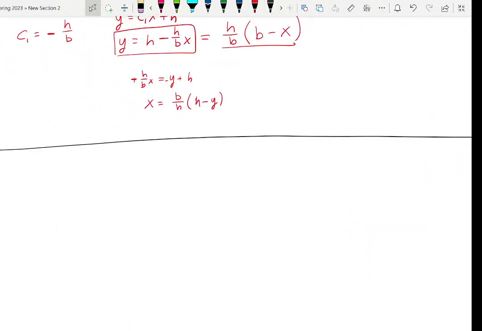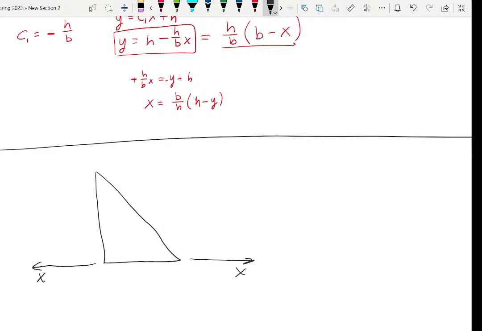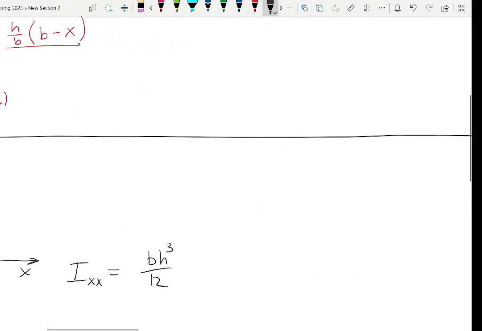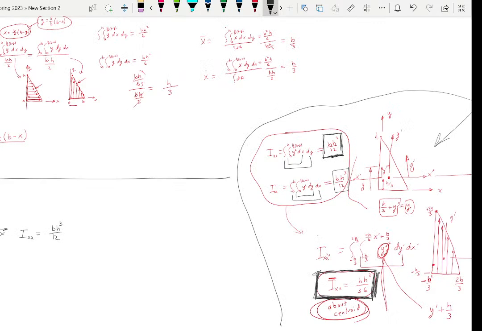So if we had a triangle, and we want to find the second moment about this location, it ended up being base times height to the third over 12, I believe. This is base. This is height. There's your triangle, and there's your base times height to the third over 12.